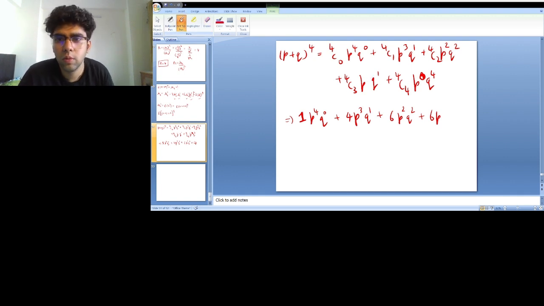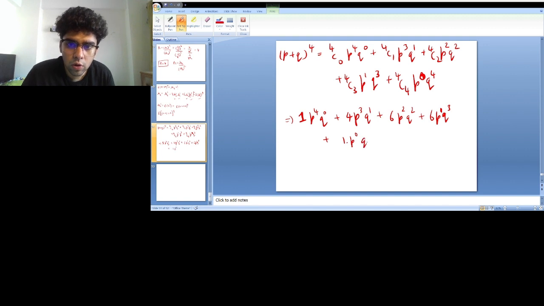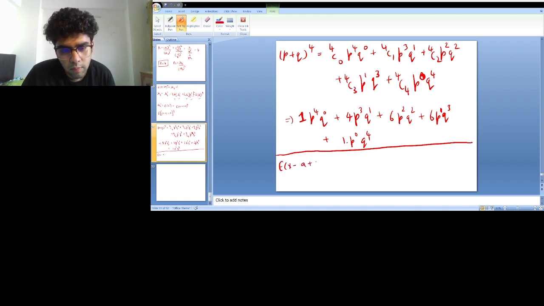So this is equal to 6 p q cube, where the power of p is 1 and the power of q is 3, plus 4c4 is again 1, so 1 into p0 q4, right? So using this I can write the power of E of x minus a plus a to the power 4 is, now separating this as p, x minus a plus a to the power 4.